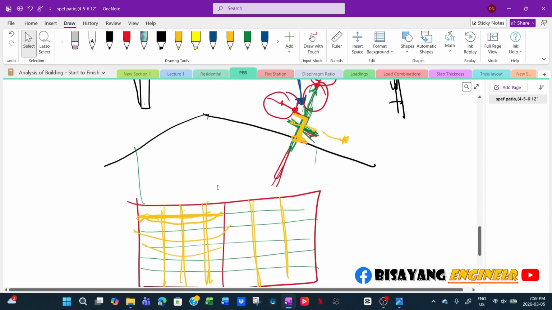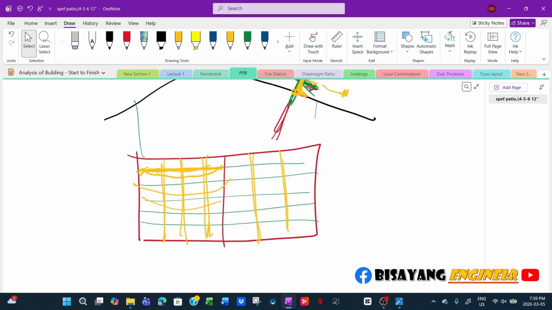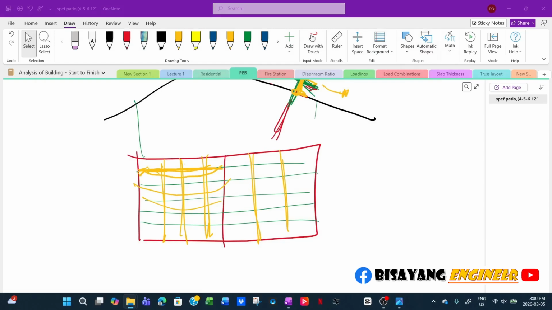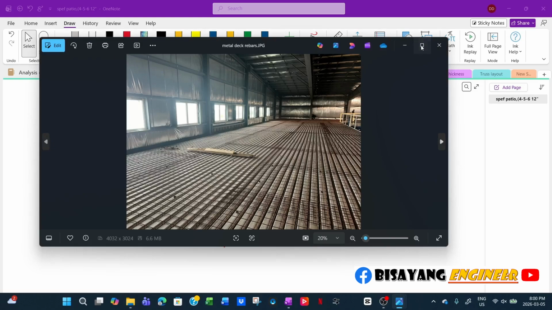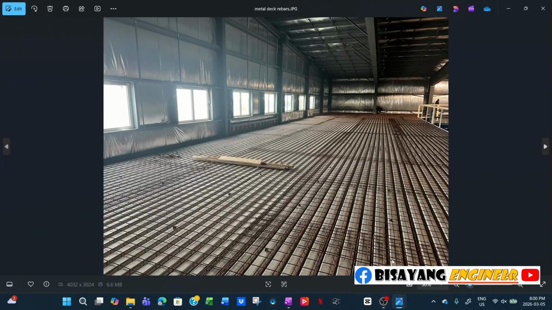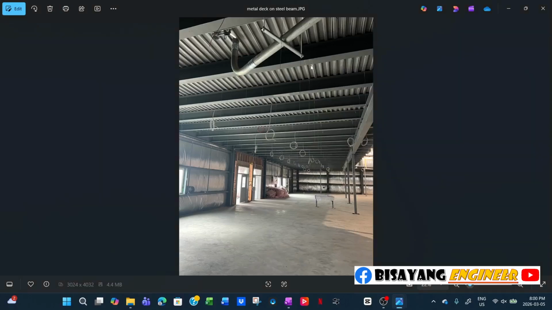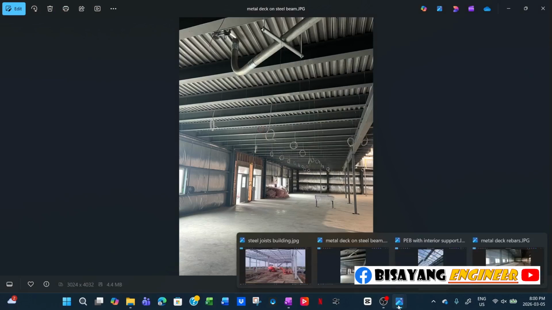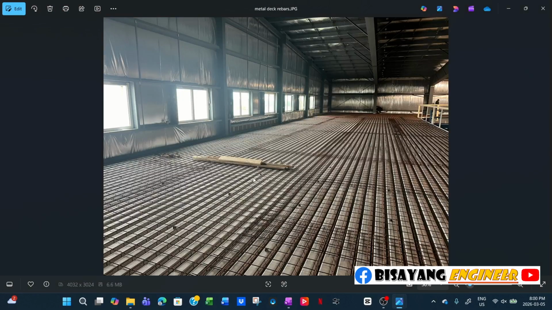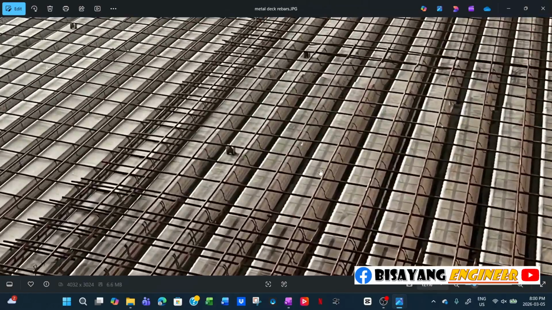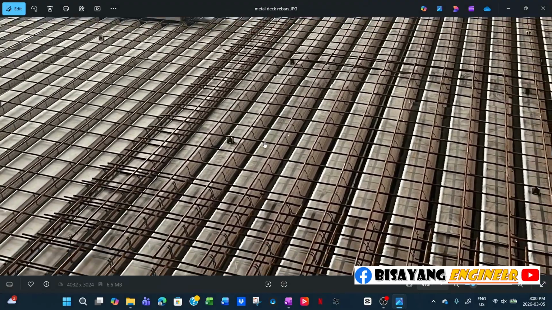Now for floor application, I'm not sure. Let me see. This is the same project. Below is the framing below. You have metal deck on wide flange beam, and on top this is what it looks like. This is a composite metal deck, and the reinforcement is a welded wire mesh.